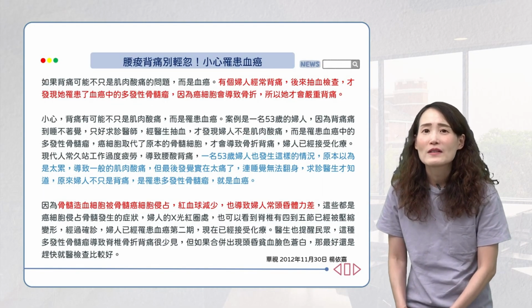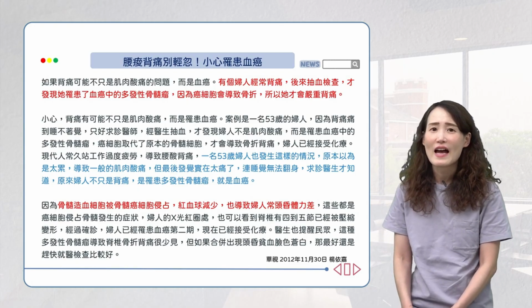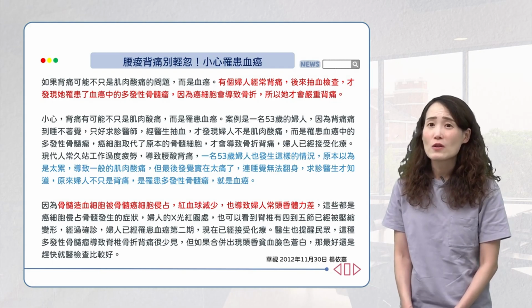This report stresses that back pain should not be ignored. It could be a sign of blood cancer. Back pain may not just be a muscle strain issue, it could be blood cancer.